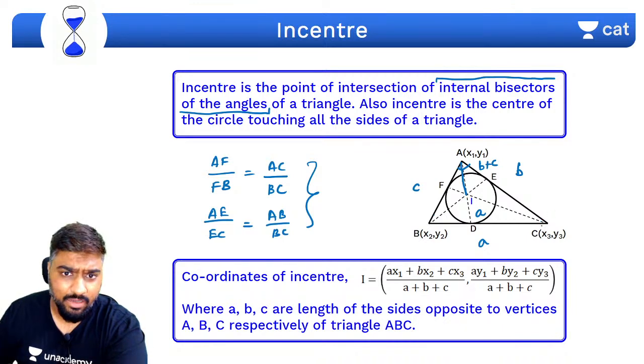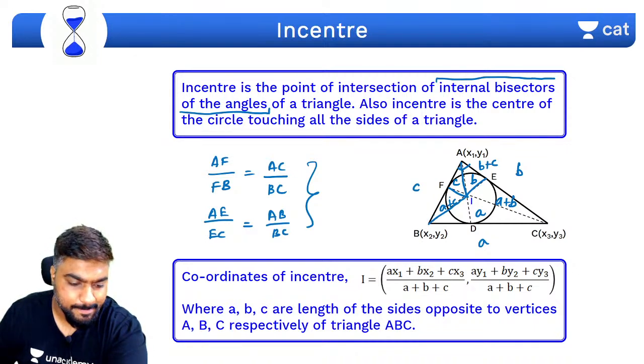Like what will it be for C? A plus B, and for this part, what will the ratio be? C. Are you understanding? Same way, this part will be B, this part will be A plus C.